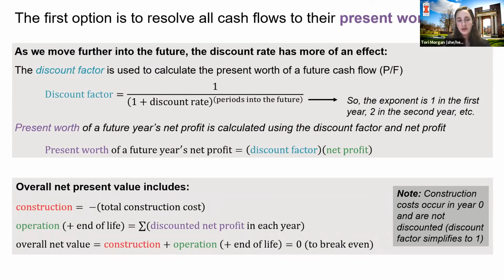The overall net present value includes the construction, which is what you're subtracting from the system, and the operation, through the end of life, which is the sum of the discounted net profit in each year. The overall net value is the construction plus the operation. You want to set it equal to 0 to see if you're breaking even. If you are higher, then you might need to offset costs more if you have a negative value.